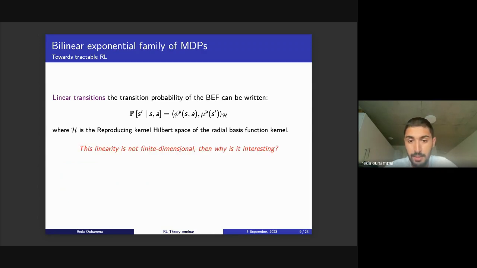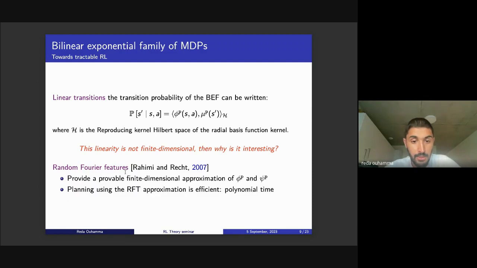Okay, but this linearity is not finite dimensional, so we still cannot use it to compute the integral that we said before. So why is it interesting? The reason is that thanks to random Fourier features, which were introduced and analyzed in 2007, it is possible to provide a finite dimensional approximation of these two infinite dimensional vectors that is provable, which means that the approximation is provably close to the real vector with a given precision, with a number of features and dimensions dependent on the precision we want. And so what we will do with these RFFs is use the approximations for planning in polynomial time.